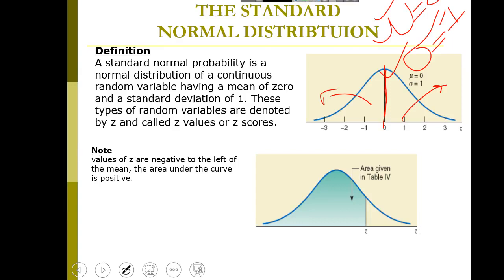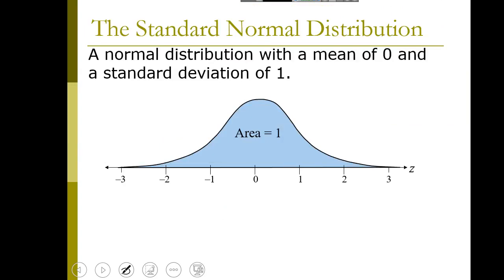Now what we do, instead of x as a random variable, we change it to z. As we have standardized the mean and the standard deviation, similarly we transform our random variable x to z, and we call it the z value or z score. How to do that, I will discuss in the next slide. Same as normal distribution, standard normal distribution having mean 0 and standard deviation equal to 1 will have area equal to 1. The area under the curve will be equal to 1.